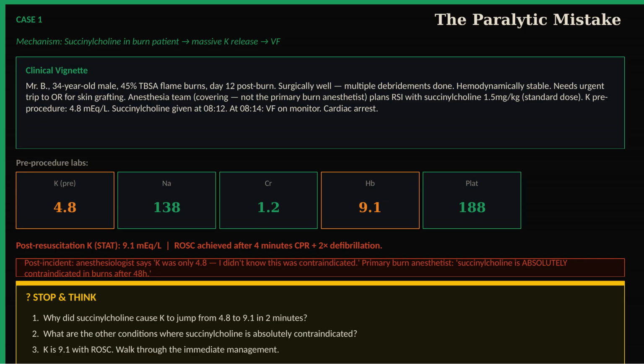The primary burn anesthetist's response: succinylcholine is absolutely contraindicated in burns after 48 hours. Stop and think. Why did that drug send potassium from 4.8 to 9.1 in 2 minutes? Where else is succinylcholine absolutely contraindicated? And with a potassium of 9.1 and ROSC, walk through the immediate management.